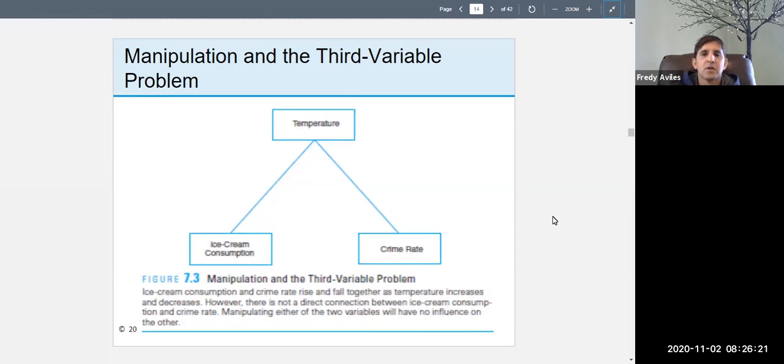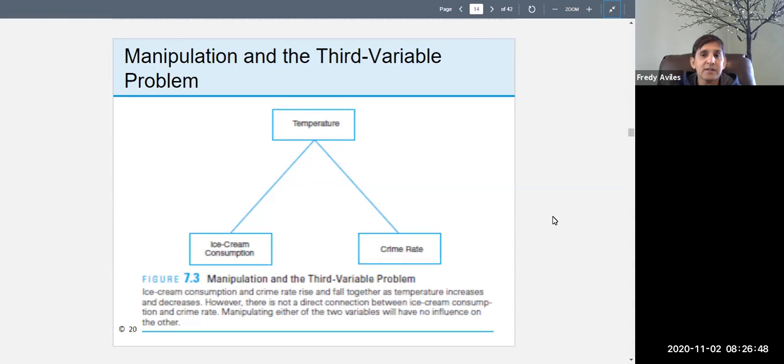So here's the thing. We have three variables here. We have temperature, we have ice cream consumption, and we have crime rate. Believe it or not, ice cream consumption and crime rate are related. When ice cream consumption goes up, so does the crime rate. When ice cream consumption goes down, so does the crime rate. So there's a relationship between ice cream consumption and crime rate.